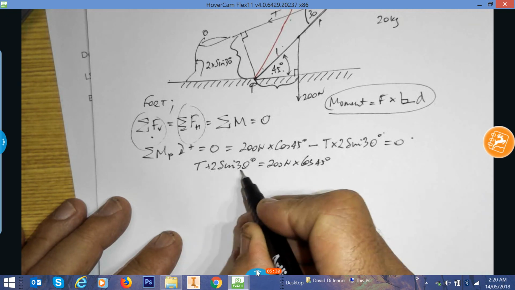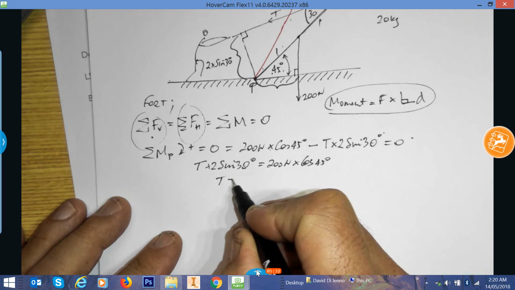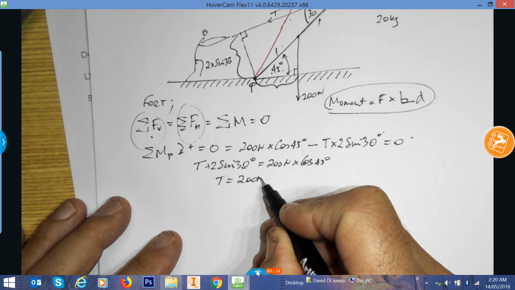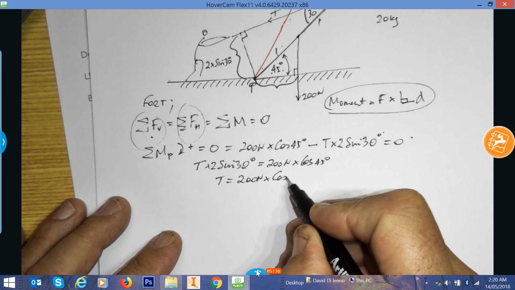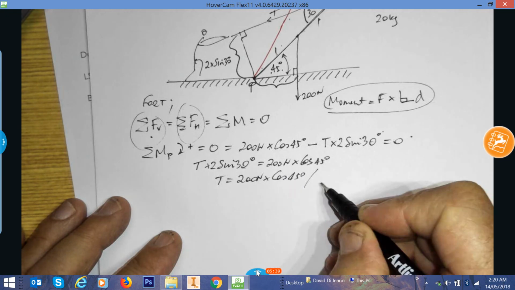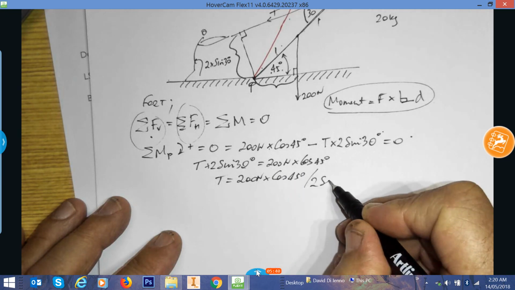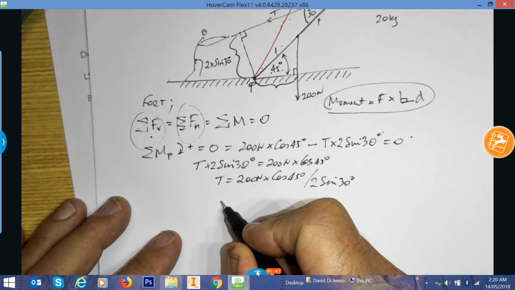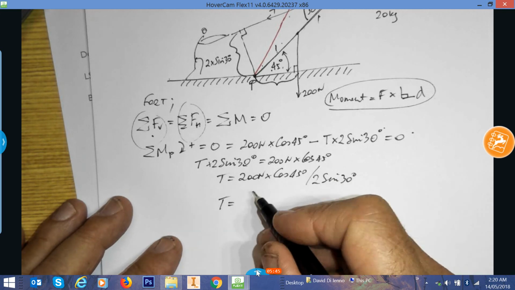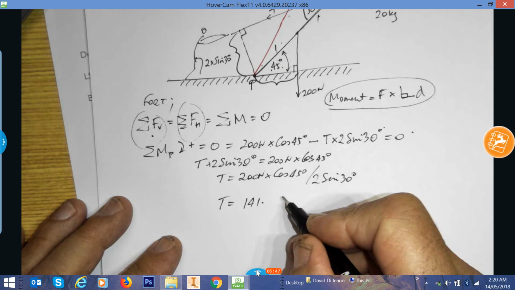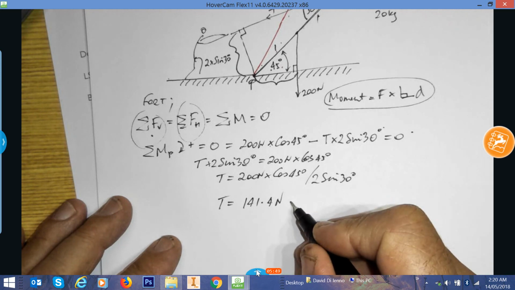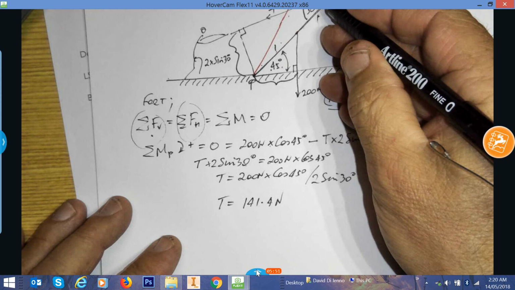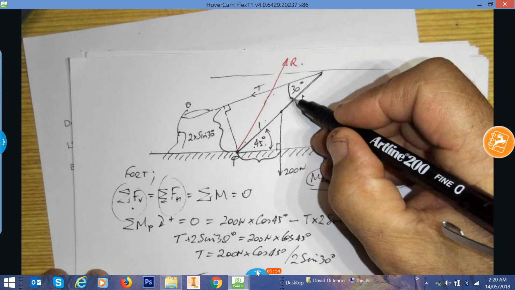Divide both sides by 2 sine 30, you're going to end up with T equals 200 newtons times cos 45 degrees, all divided by 2 sine of 30 degrees. And T, when you calculate it out, and I've done it before, equals 141.4 newtons. And the angle of action of T is going to be this angle.